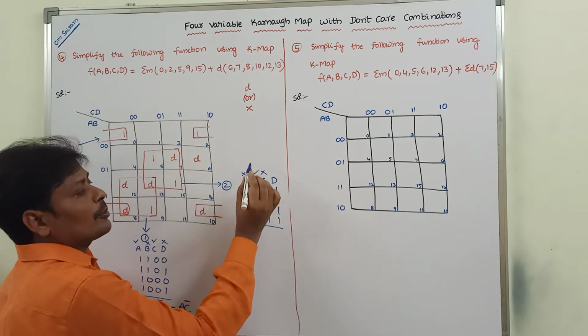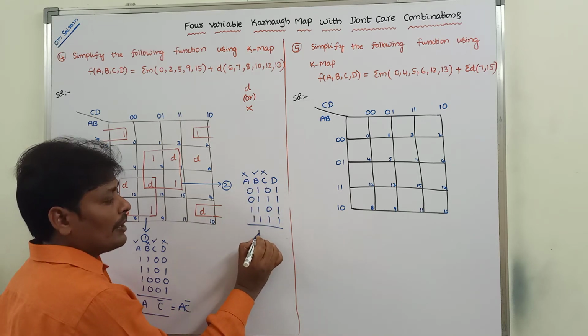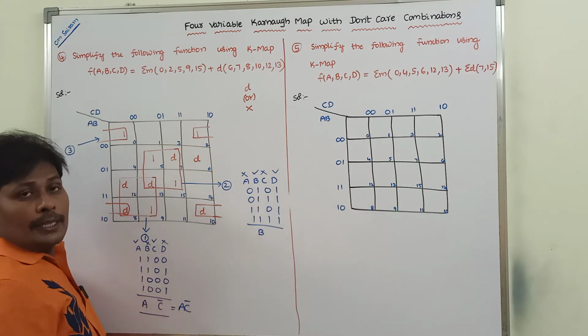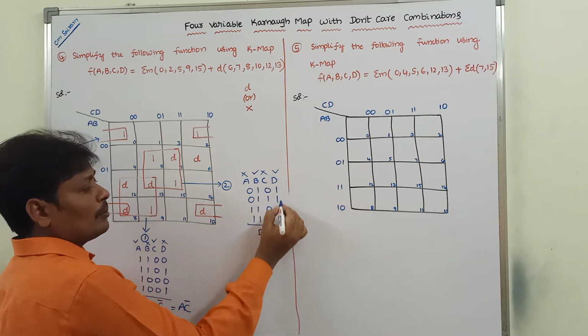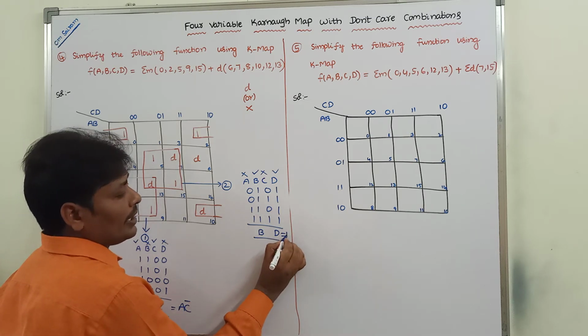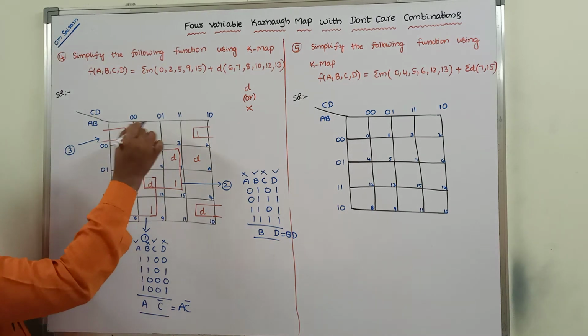B column contains only ones, so we have to consider that column. In that column B value 1 means B. D column contains only ones, we have to consider that column. In that column D value 1 means D. So what is the expression we are getting? BD.